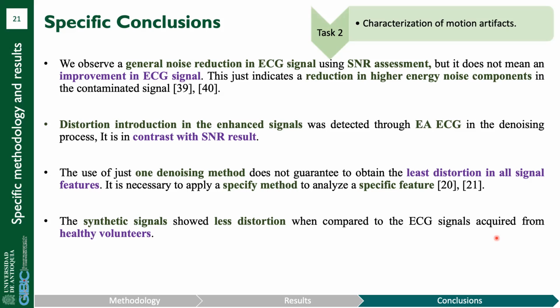The use of just one denoising method does not guarantee the least distortion in all signal features. It is necessary to apply a specific method to analyze a specific feature in the signal. And the synthetic signal showed less distortion when compared to the ECG signal acquired from healthy volunteers. That means that it's not possible to evaluate the improvement of the denoising method just using a synthetic signal. It's necessary to evaluate the denoising method with real signals too.